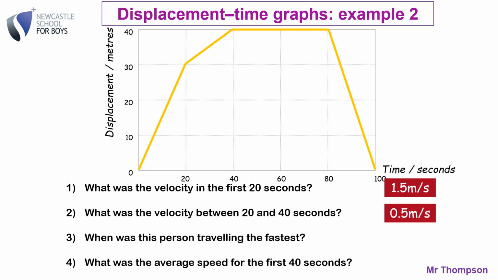When was the person traveling the fastest? Well, that would be on his return journey from 40 to 100, because he travels 40 meters in 20 seconds, so it would be 2 meters per second. It would be minus 2 meters per second in terms of velocity. And what was the average speed for the first 40 seconds? An average would be the distance over time. Total distance is 40, total time is 40, so 1 meter per second.